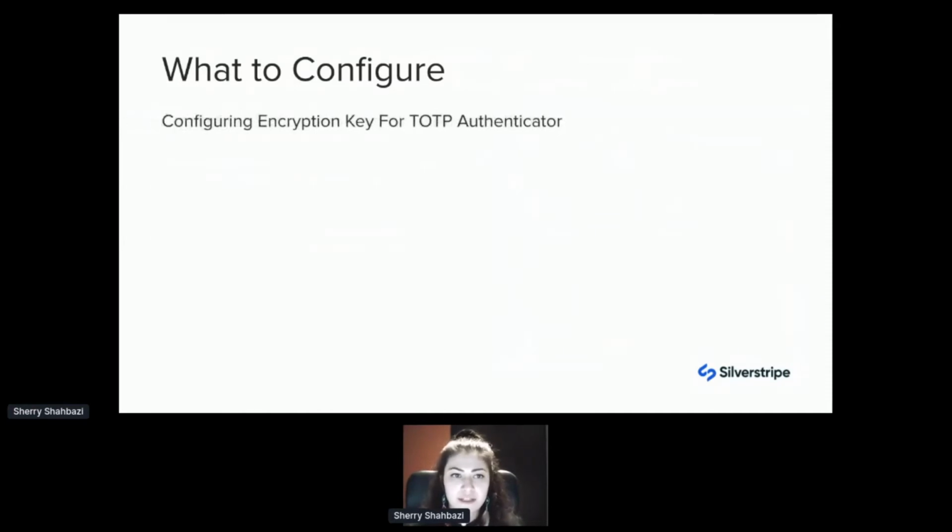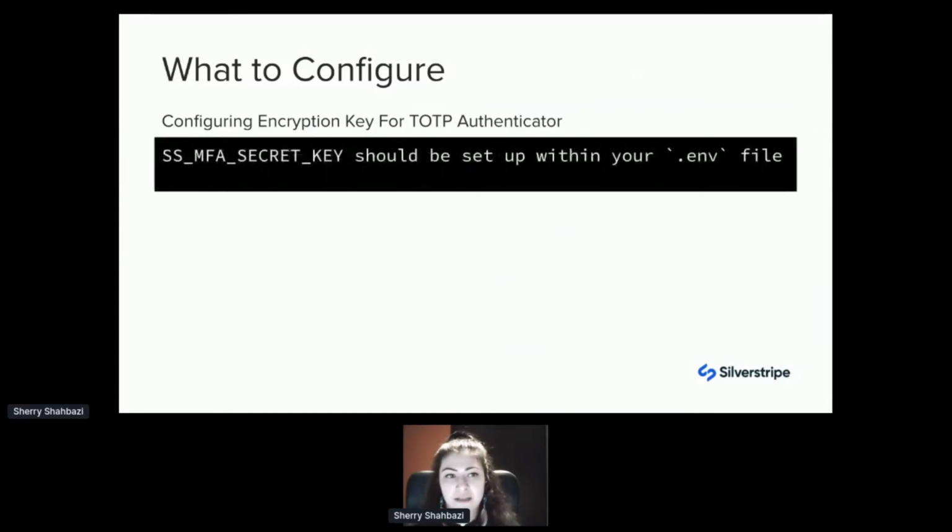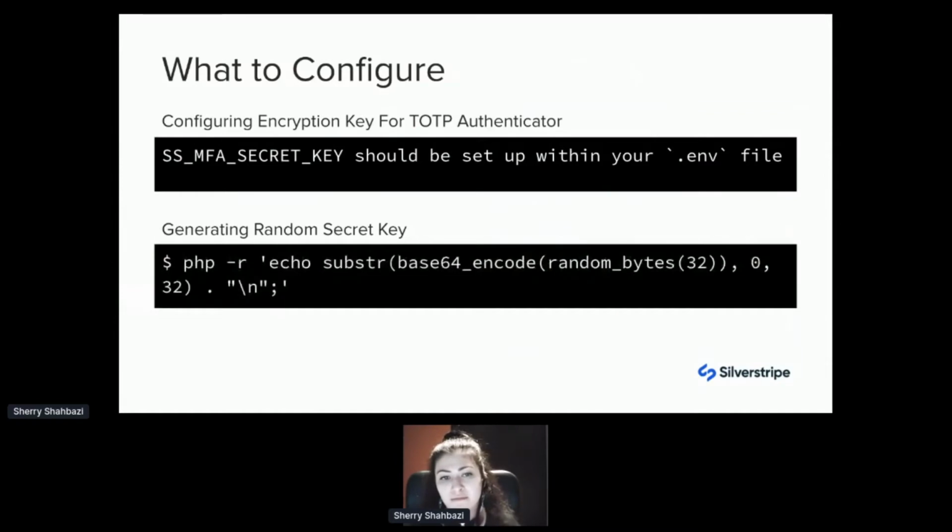What do you need to configure? You need to configure an encryption key for the TOTP authenticator, and it's just by adding the Silverstripe MFA secret key in your environment file. And how would you generate a secret key for this? There are many ways you can do this. Here, I just use the PHP command, using base64 encode, and I'm using 32 characters, which is a good baseline, but depending on your information security controls, you can possibly choose a different number of characters.